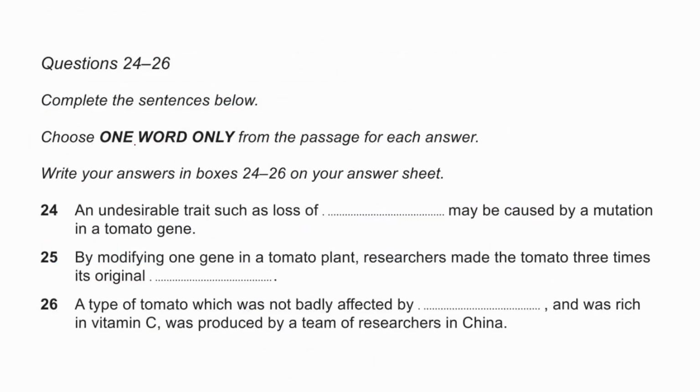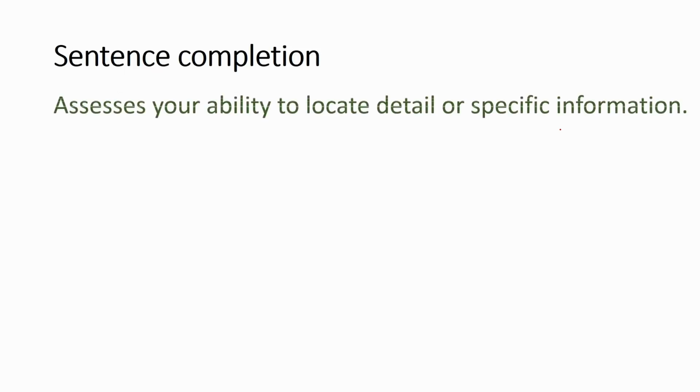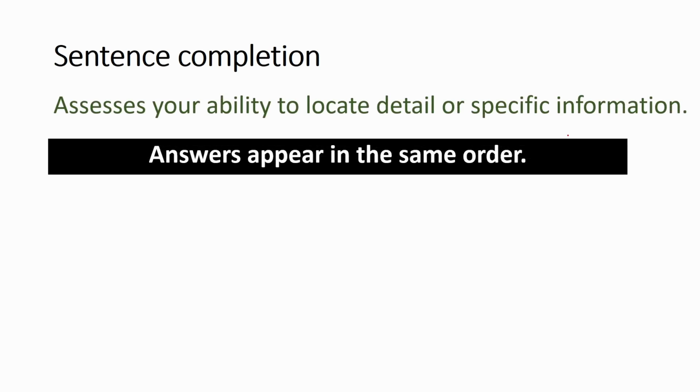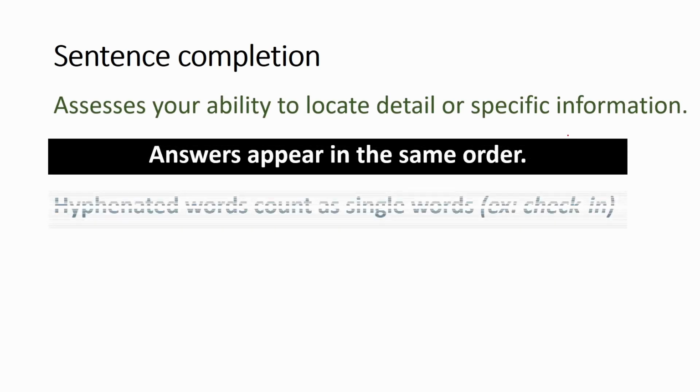The last question type in this test is sentence completion. We had it before in video 1 in this series, but let's review and practice this question type one more time. So sentence completion assesses your ability to locate detail or specific information. The answers are always in the same order, and this makes it easier. And hyphenated words count as single words, like check-in, it's only one word.